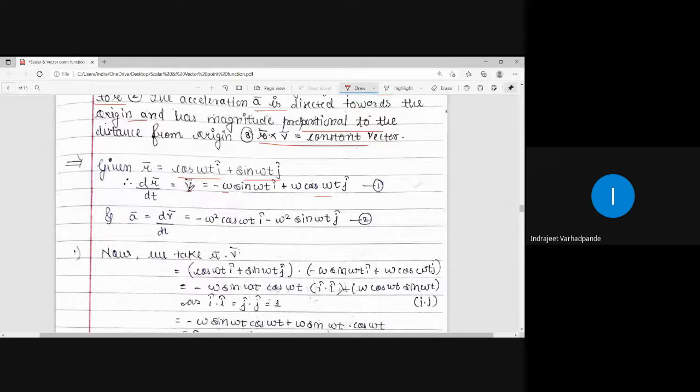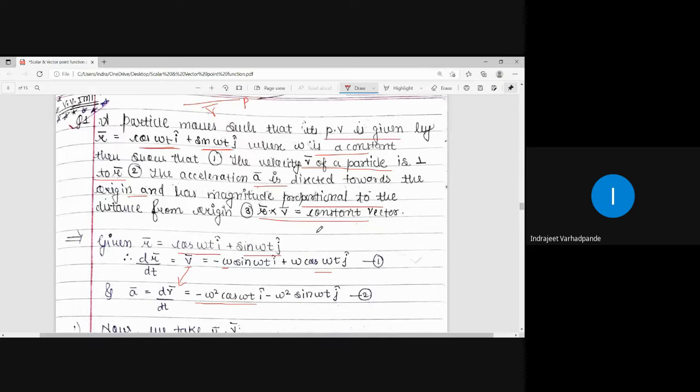Acceleration is the derivative of velocity, that is dv by dt, or you can say d2 r bar by dt square. Accordingly, I write this as minus omega square cos omega t i minus omega square sin omega t j.